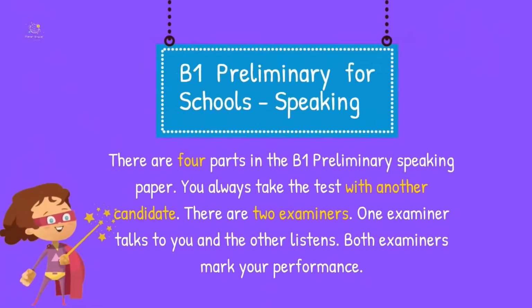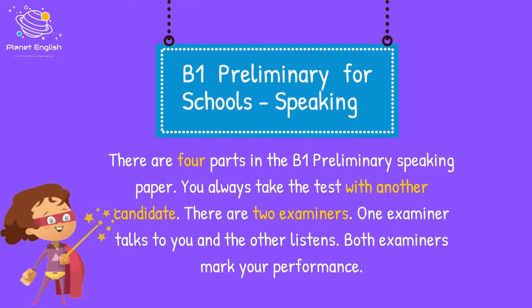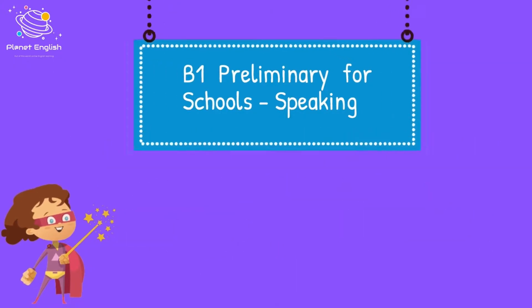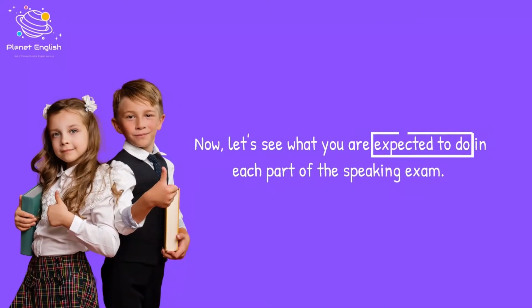There are 4 parts in the B1 Preliminary Speaking paper. You always take the test with another candidate. There are 2 examiners. One examiner talks to you and the other listens. Both examiners mark your performance. Now, let's see what you are expected to do in each part of the speaking exam.